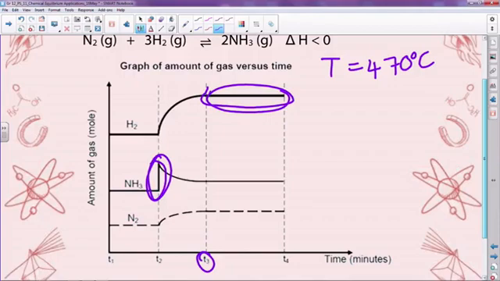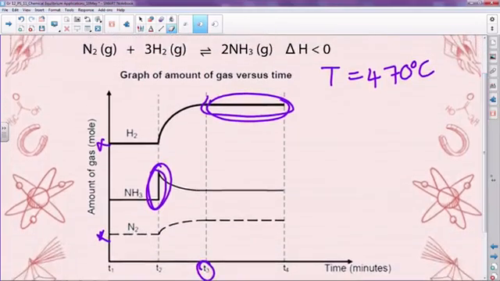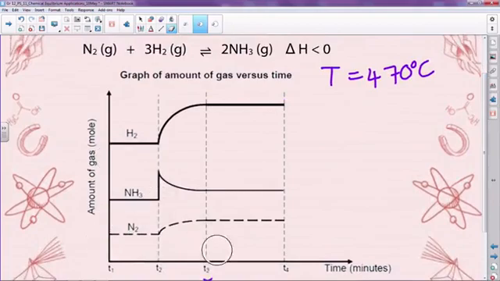With a graph like this, you then need to look at what happens to the rate. Now, N2 and H2 are part of the forward reaction, and NH3 is part of the reverse reaction. So those rates change when I change the NH3. I've given you some hints as to what's going on here. Now I'm going to show you the questions.